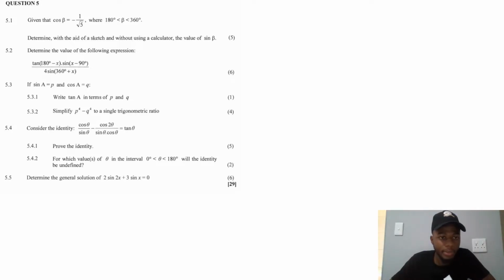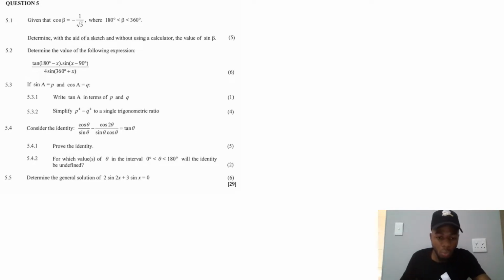So it's our question. We are given that cos beta is equal to -1 over root of 5, where beta is greater than 180 degrees but less than 360 degrees. If you check this interval, it includes only two quadrants, which are quadrant number 3 and number 4.